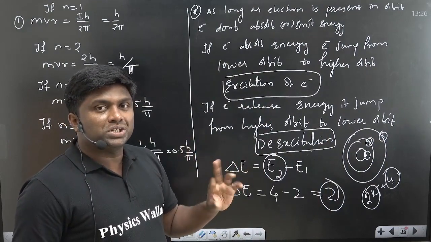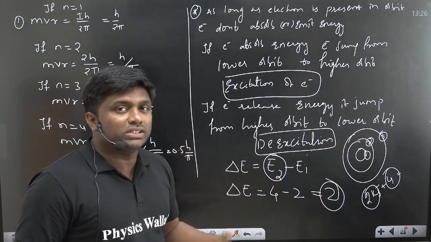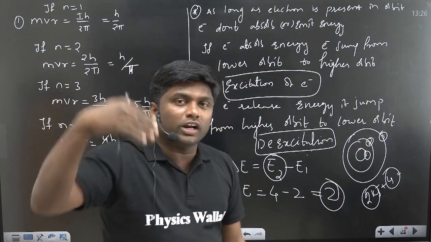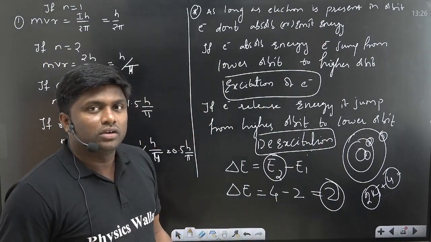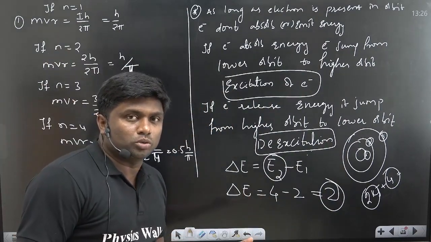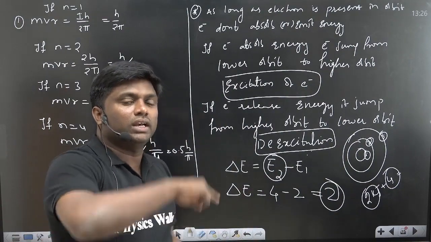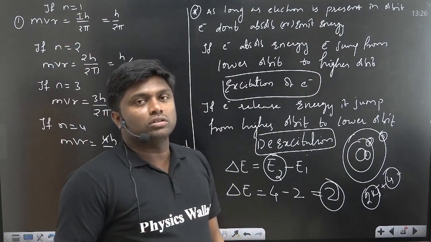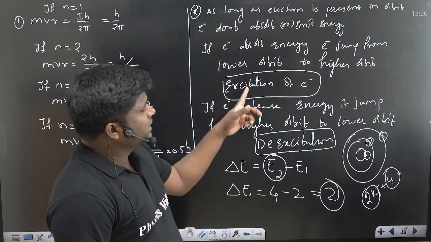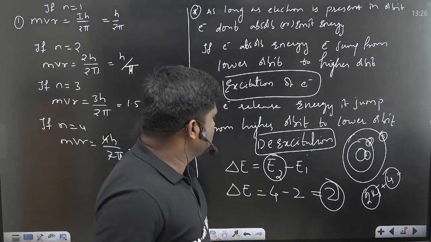Again, when it is coming from the higher orbit to the lower orbit, the change in energy is how much? 2 kilojoules. But this time it is releasing. When coming from the higher orbit to the lower orbit, it has to release 2 kilojoules. That is, when coming from the third shell to the first shell, it has to release 2 kilojoules. When going from the first shell to the third shell, it has to absorb 2 kilojoules. That is what? Excitation of the electron and de-excitation of the electron.